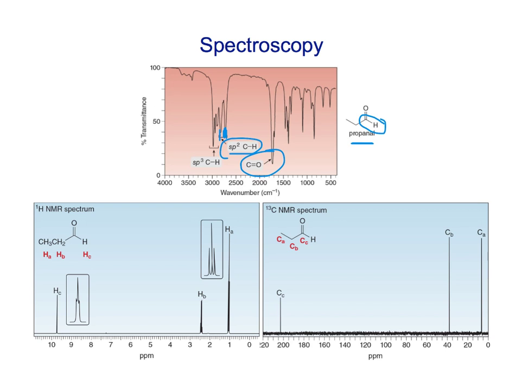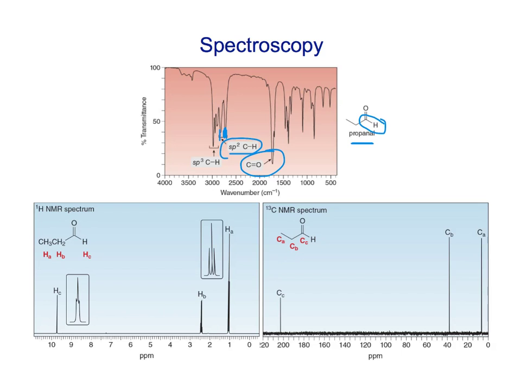And they're kind of on the short wave number side of the normal sp3 hybridized carbon hydrogen stretches. Okay, so they kind of are right off of that side on the low side. Always a pair of peaks.